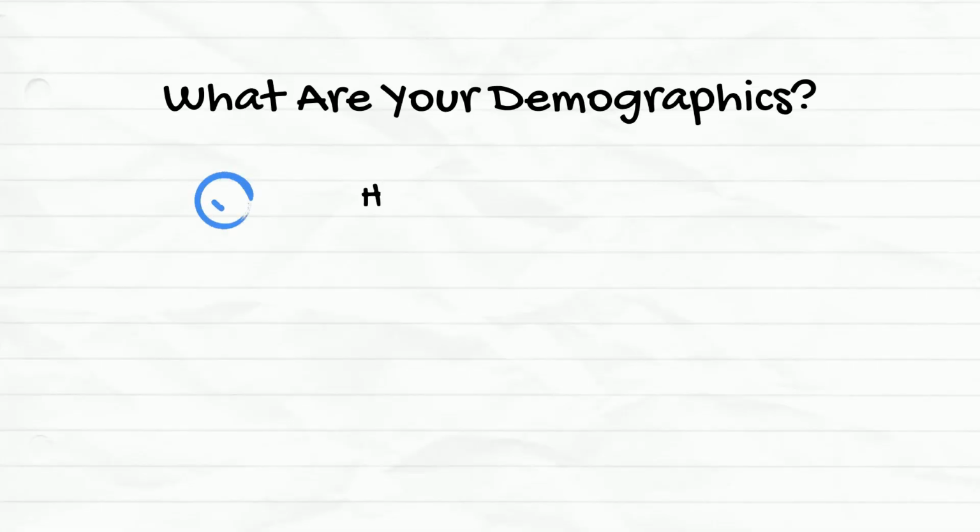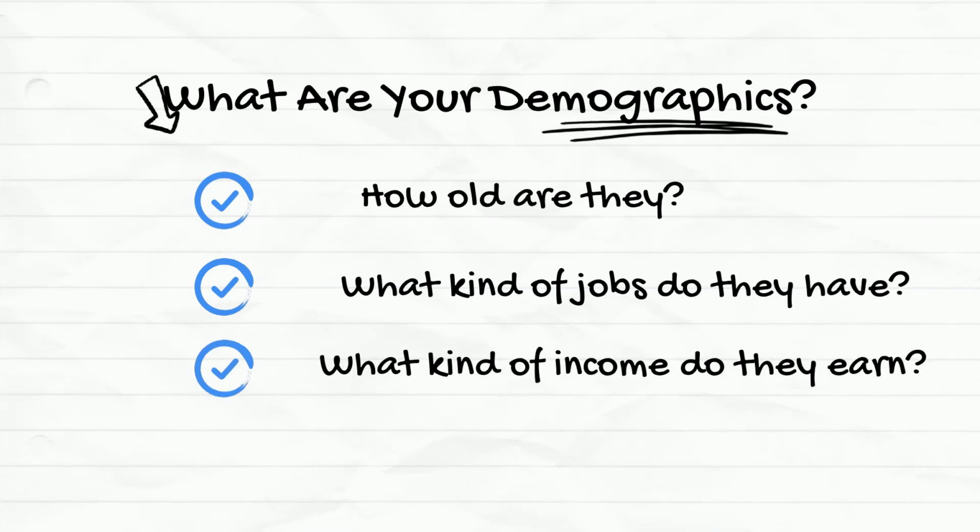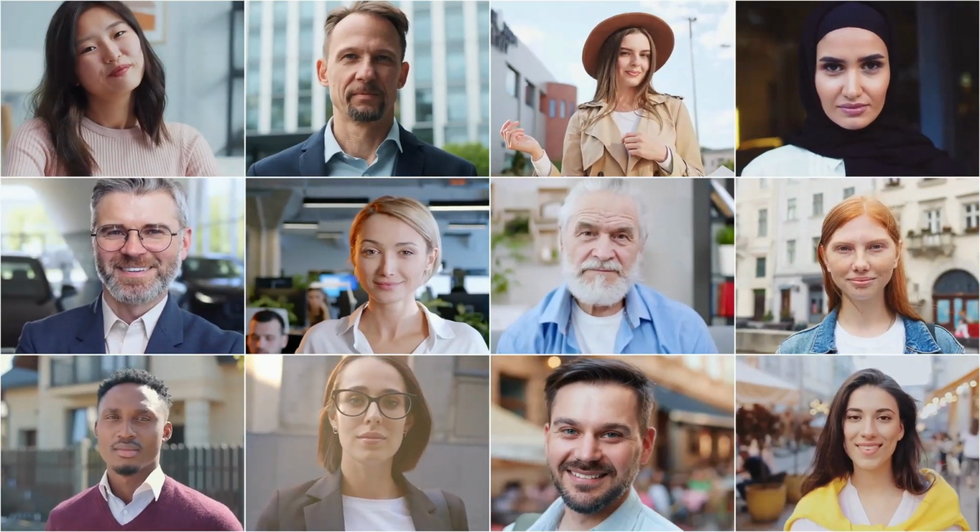So what are your demographics? In other words, who is it that buys from you? How old are they? What kind of jobs do they have? What kind of income do they earn? Try to find what the average customer is who buys your products and services. There might be people of every age buying your product, but probably there is an average.